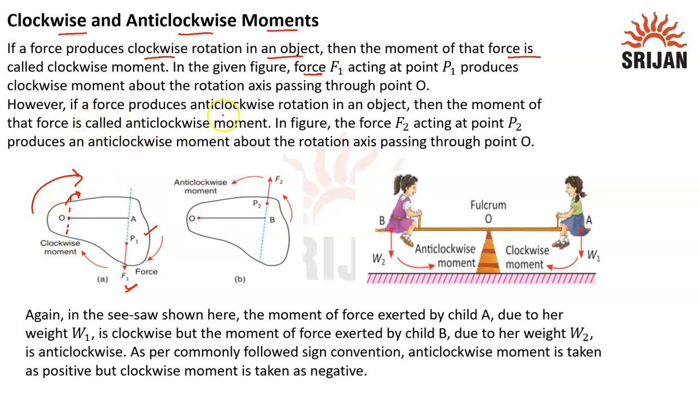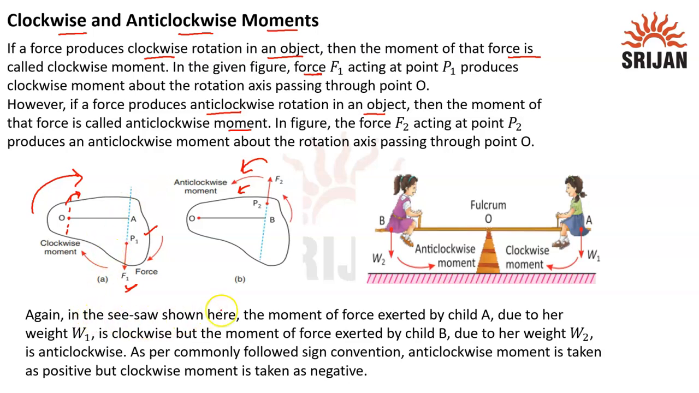However, if a force produces anti-clockwise rotation in an object, then the moment of force is called anti-clockwise moment. Here we can see in the second figure the force F2, it is acting at a point P2. It produces an anti-clockwise moment about the rotation axis passing through O. So we will be calling it as anti-clockwise moment.